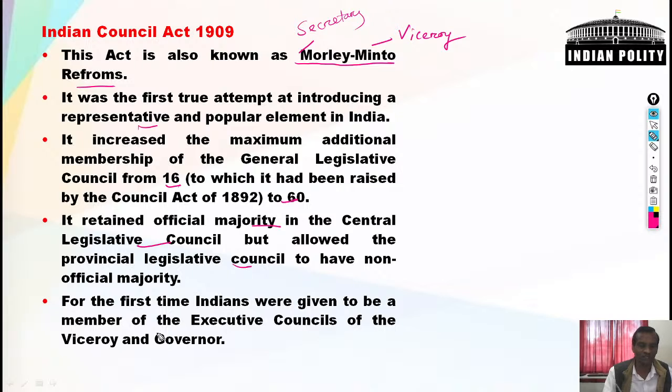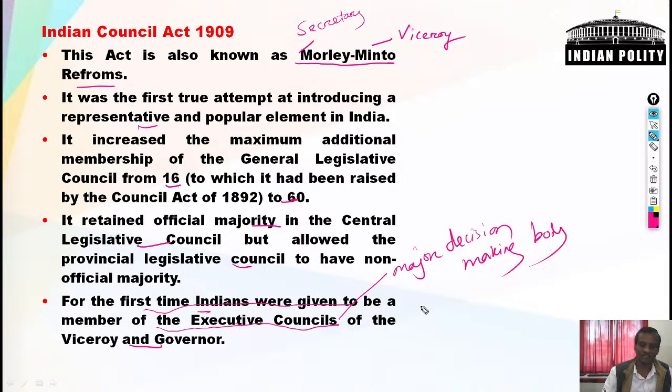One important thing you have to remember about this act is that the first time Indians were given a place to be a member of the executive council. एग्जीक्यूटिव काउंसिल जो प्रीमियर बॉडी, जो गवर्नर स्टेट में, प्रोविंसेस में जो गवर्नर था और केंद्र में जो वाइसरॉय था, उनकी जो एग्जीक्यूटिव काउंसिल मतलब मेजर डिसीजन मेकिंग बॉडी, उसमें इंडियंस को कहा गया.